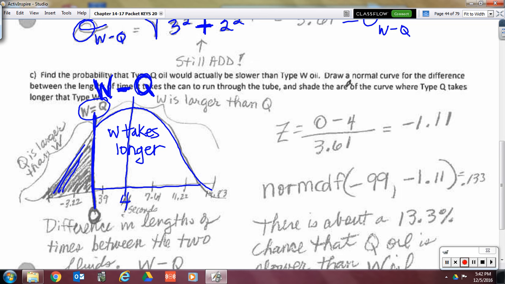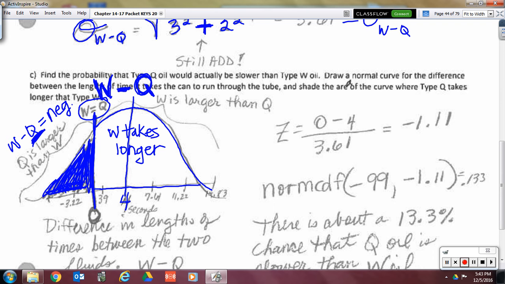Over here, W minus Q is a negative number, which means Q's value is larger. So I guess Q would take longer time. All right, so which were they asking for? Draw the normal curve for the difference between the lengths of times and shade the area of the curve where type Q takes longer. This is what I am wanting to know. What proportion of time does type Q oil take longer?